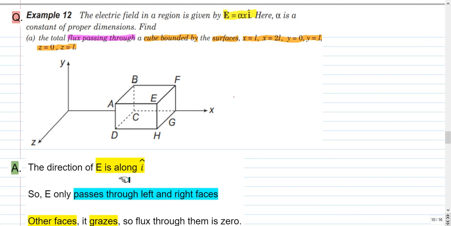The direction of electric field is along i cap. This is given in the question. So the electric field direction is towards right. It's along i cap. And this electric field will not pass through the top surface, bottom surface, back surface and the front surface, because for these four surfaces, the electric field will just graze the surface. It will not pass through the surface, but it will pass through the left face and right face. Left face, that is ABCD, and the right face EFGH. Only these two faces the electric field will cut through them. Electric field passes only through left and right faces. For the other four faces, the flux through them is 0.